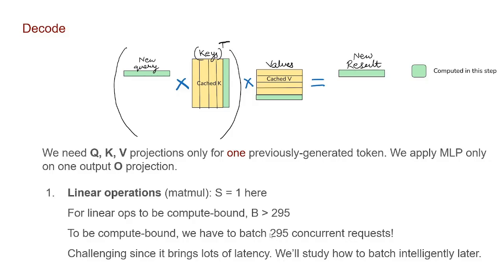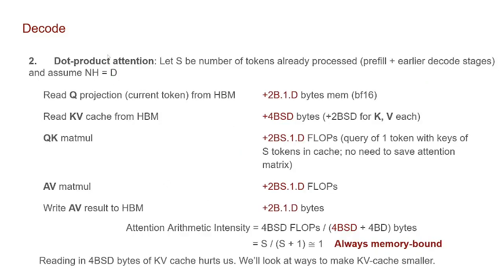We can do something. We can increase the batch size to some extent, and we'll see how to do it in later lectures to improve the arithmetic intensity of linear operations for the decode. For the dot product attention, consider, let's say that we already have processed S number of tokens before, and these can be coming from the input query plus whatever we generated in the earlier stages. And NH equal to D is something which we usually assume.